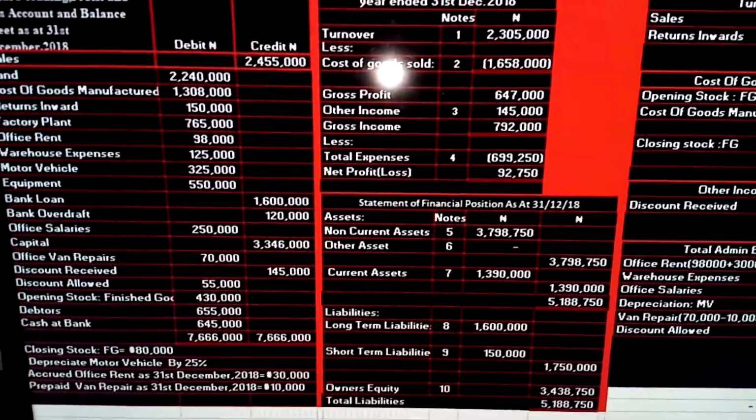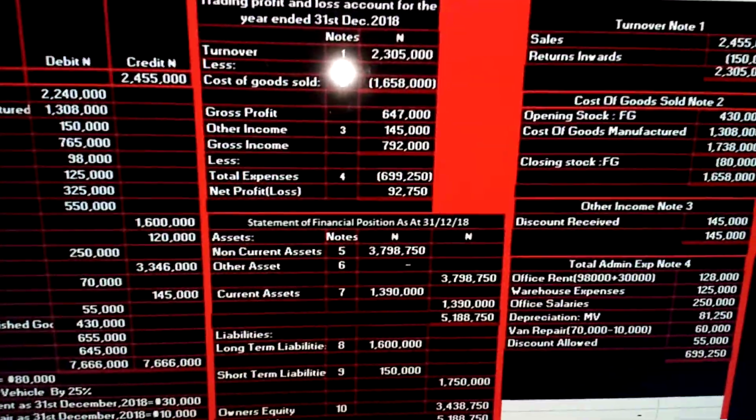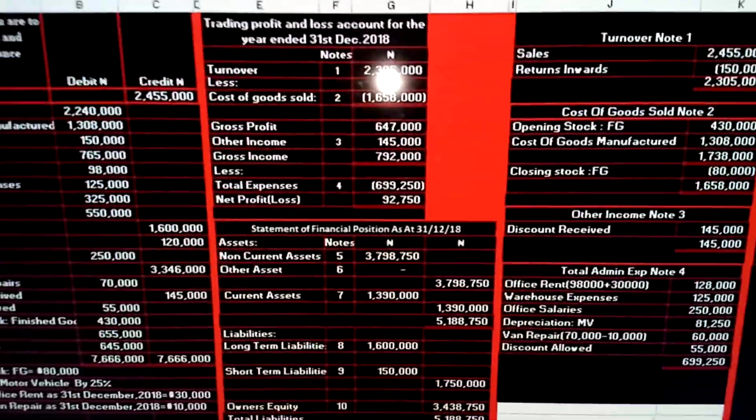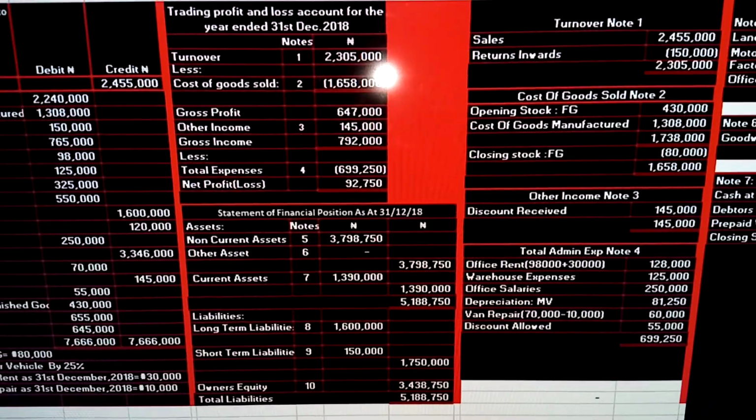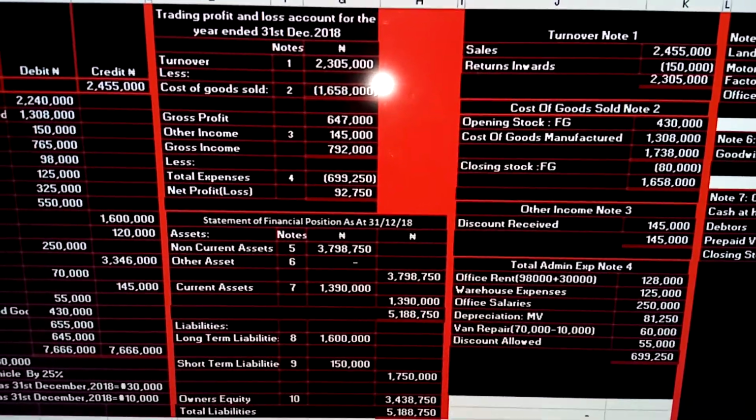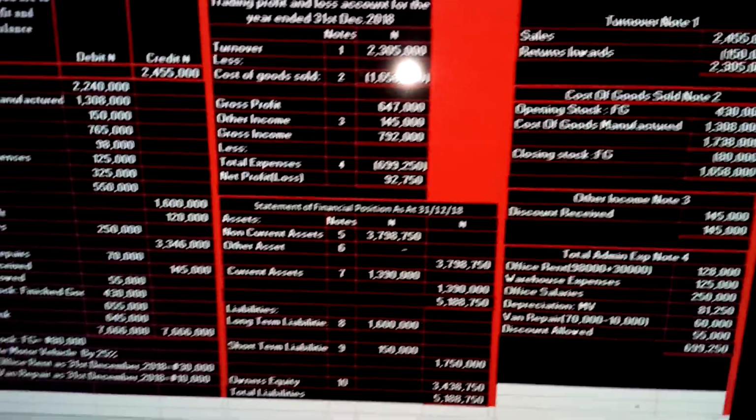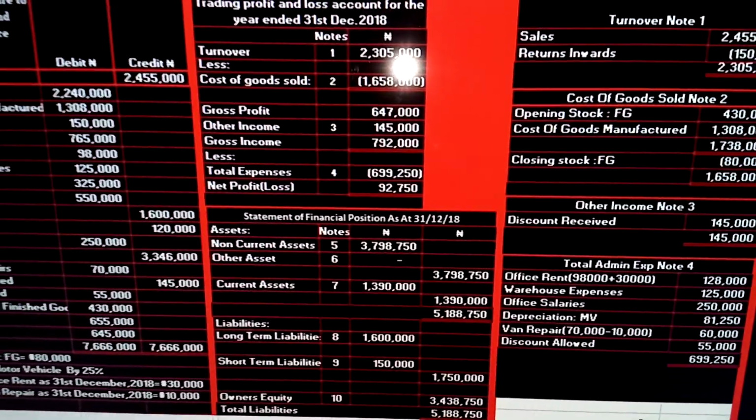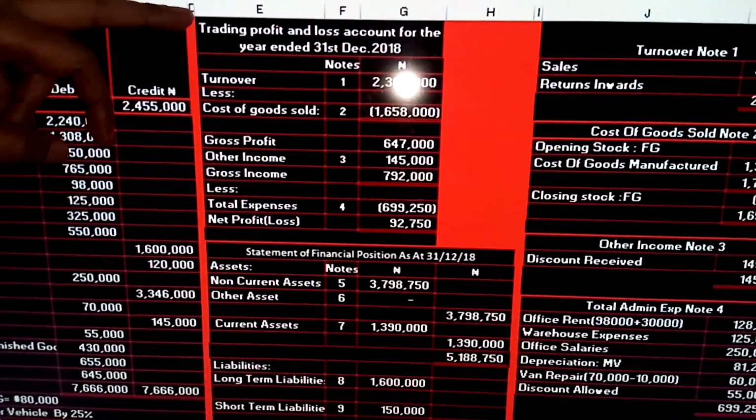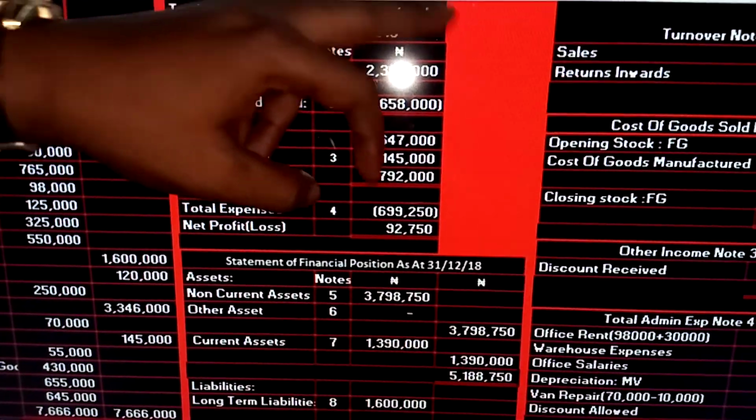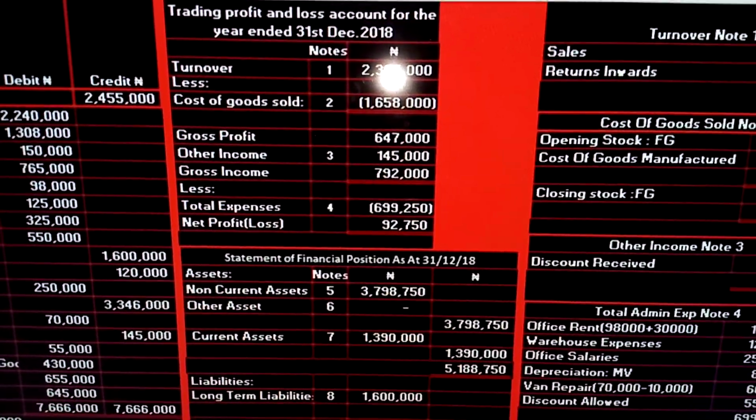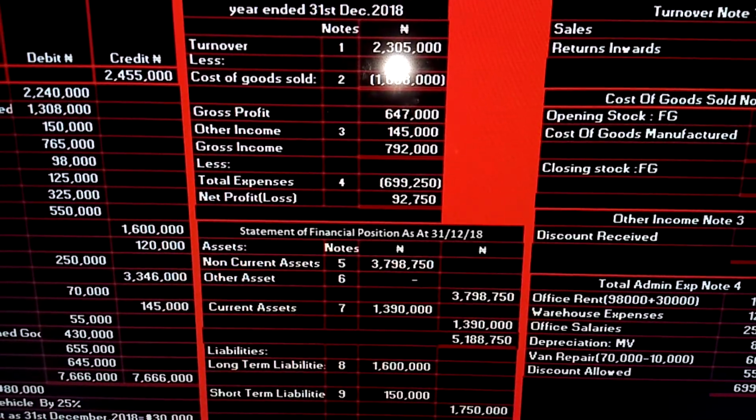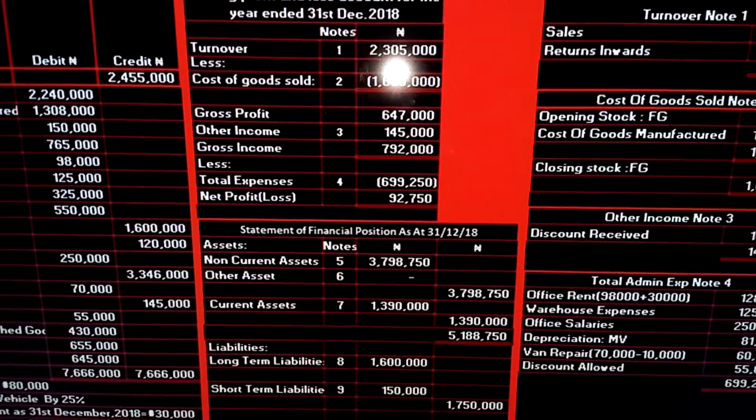Remember, we already know how to treat accruals and prepayments. If you don't know it, go to our class on accruals and prepayments. I explained there how to treat them, so it is that knowledge we're using here now. So let's go. Let's prepare the trading profit and loss account. Here we have the trading profit and loss account for the year ended November 2018. We already know that our trading profit and loss account is a function of turnover, cost of goods sold, other income, and total expense.